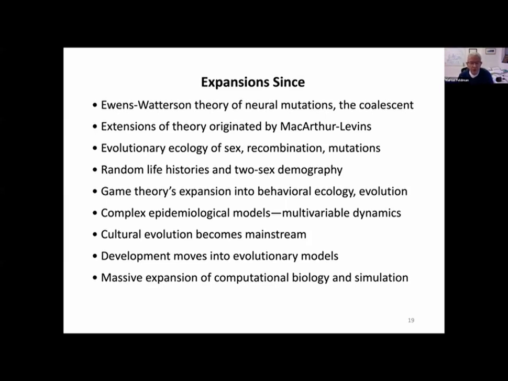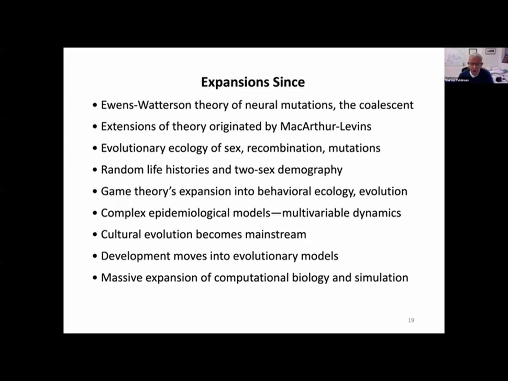Now, since those days, I would point to the expansion of the marvelous Ewens-Watterson theory of neutral, not neural, but neutral mutations, and in particular, the rise of Kingman's coalescent as a framework for understanding evolution, and then later of neutral, but then later on selection with recombination, and how it's been used in phylogenetic analysis by Noah in particular, but other people as well. There have been wonderful extensions of the ecological theory of MacArthur and Levins, the evolutionary ecology of sex and recombination and mutation together, and that includes the important work of Sally Otto. Random life histories and other aspects of demography, including Tuljapurkar's work, and of course, the huge expansion of game theory into evolutionary ecology, bringing over stuff from economics.